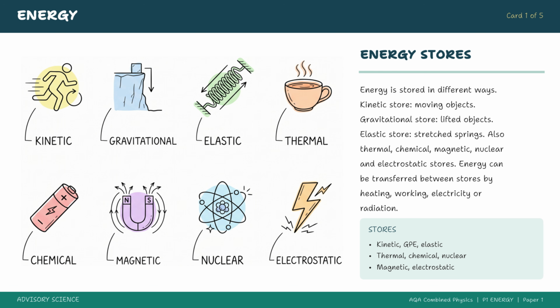Thermal energy relates directly to heat, meaning the warmer an object gets, the more thermal energy it stores. Chemical energy is locked inside the bonds of food, batteries, and fuels, while nuclear energy is trapped deep inside the nucleus of an atom. Finally, electrostatic energy exists between interacting electrical charges, and magnetic energy behaves similarly between magnets.